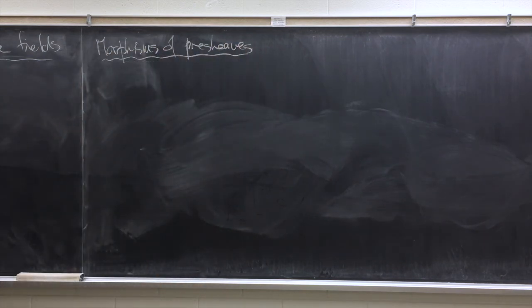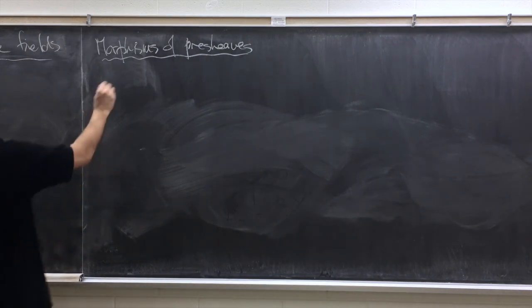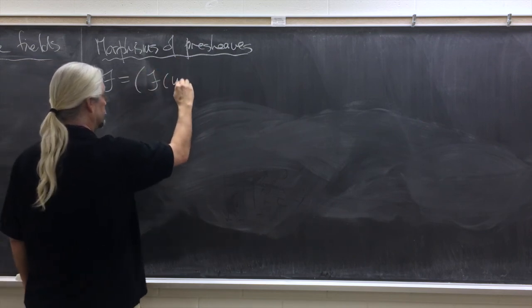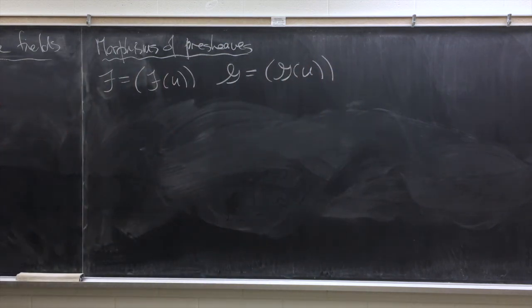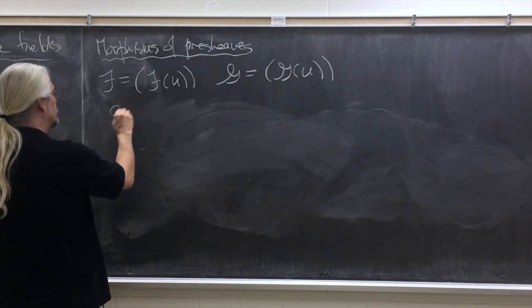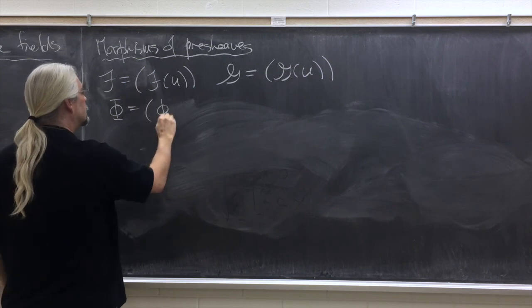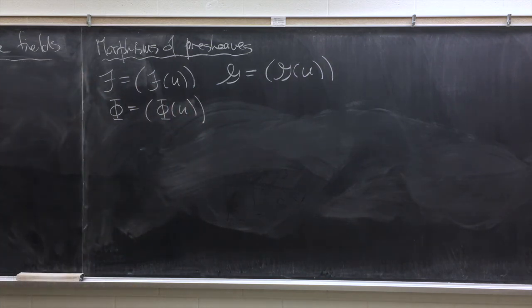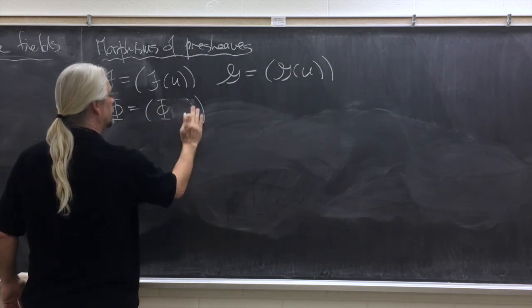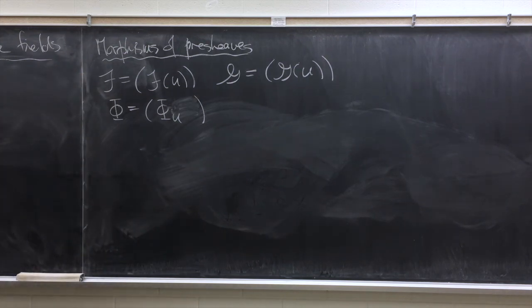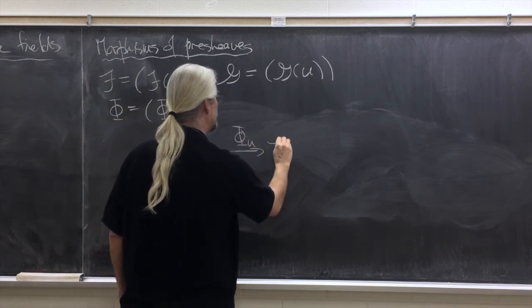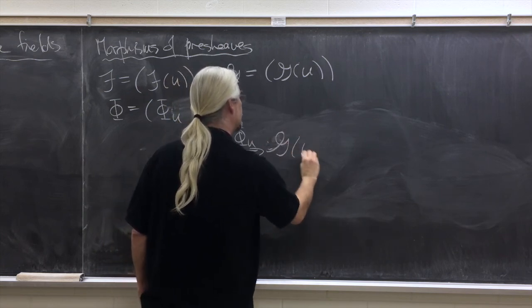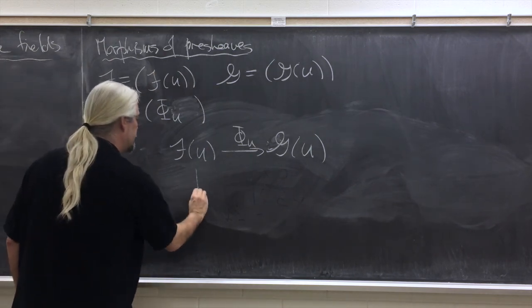As the lecture ended, I was beginning to talk about morphisms of presheaves. If you have two presheaves F and G, and again for simplicity and concreteness we're thinking about presheaves of sets, a morphism phi is also a family of mappings, one for each open set U. I'll write it as phi sub U. These are mappings which go from F of U into G of U, and the property that they have is that they commute with restrictions.